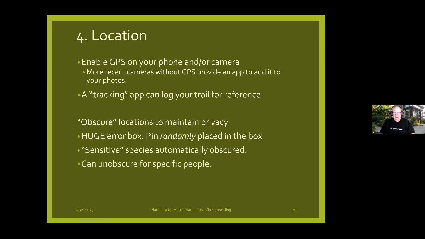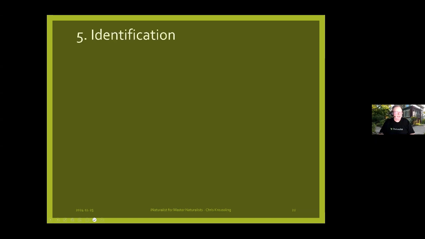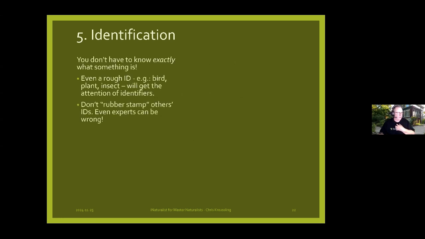Some locations are private. You can do something in iNaturalist called obscure, and it's something you can do on the observation to obscure it. So it's almost a random area, but you've got the quadrant on the face of the Earth that it's in. Some sensitive species will be automatically obscured for you, and you can elect to let certain people have access to it, like researchers that you want to provide scientific data to.